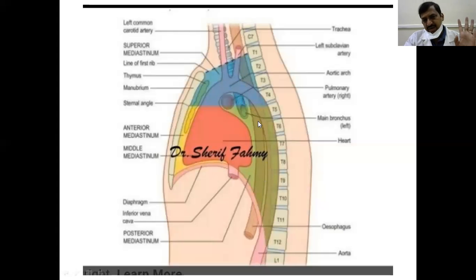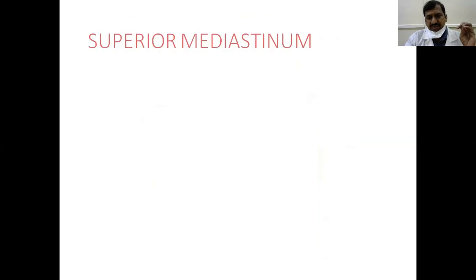So it is clear. First is the superior mediastinum, then the inferior mediastinum, which is again divided into three parts: anterior mediastinum, middle mediastinum, and posterior mediastinum. Okay, these are the subdivisions of the mediastinum. Is it clear? Next, first we discuss the superior mediastinum in detail.